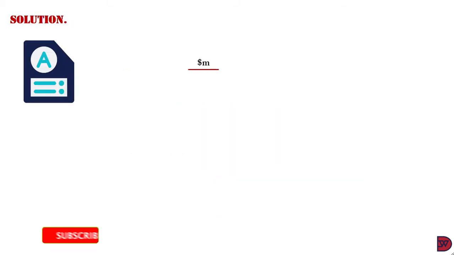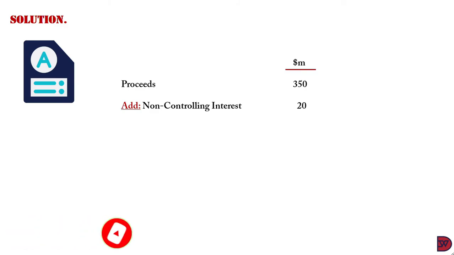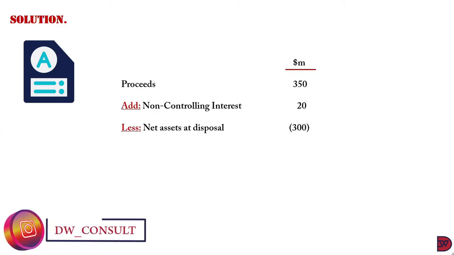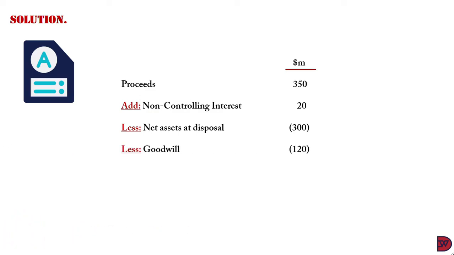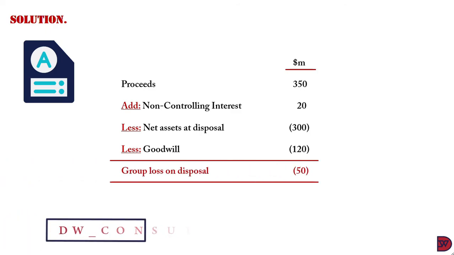So for solution, when we follow the template, we first bring the proceeds, which was $350 million. Then the non-controlling interest stated in the question as $20 million. We less net asset at disposal, $300 million. We further less goodwill, which was $120 million. Then it will bring us to a group loss on disposal of $50 million.